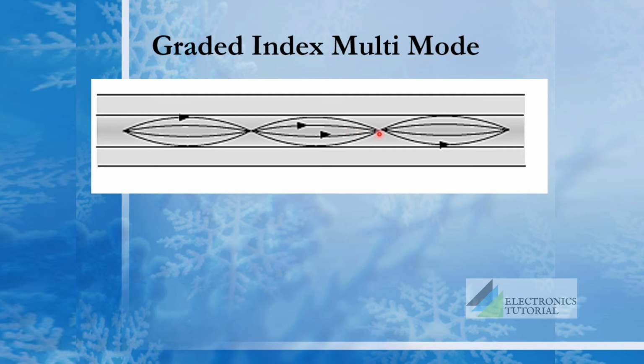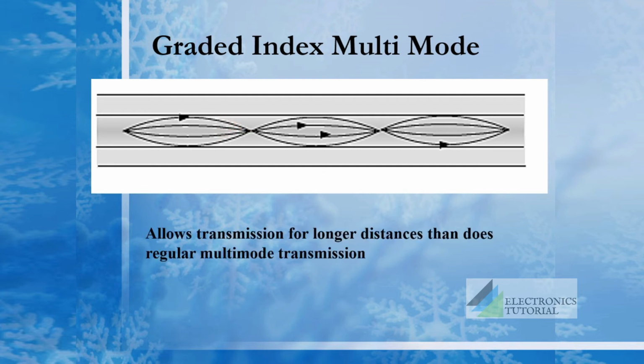As the refractive index of the core is different, the light follows a curved trajectory within the fiber. The pulse of light, composed of many modes, stays together. Thus, it allows transmission for longer distances than does a regular multimode transmission. Keep in mind one thing: only the refractive index of the core is graded, but the refractive index of the cladding is stable.